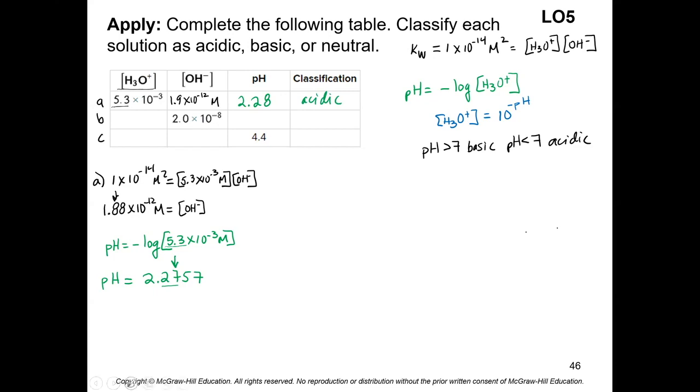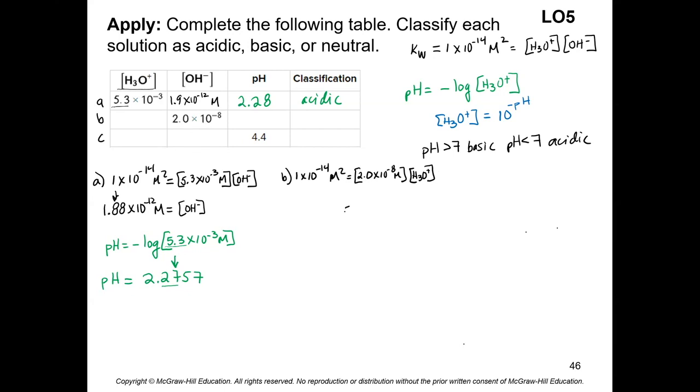So we're going to repeat the same things for the other ones. It's just figuring out what is your unknown, okay, and then solving for that unknown. Okay, so in B, they have given me hydroxide. I need to calculate the hydronium ion concentration. So I'm going to go ahead and do that in the same way I did the calculation for the hydroxide. So I'm using my KW, and then I have 2.0. And then over here is going to be H3O plus. And that's what I'm solving for.